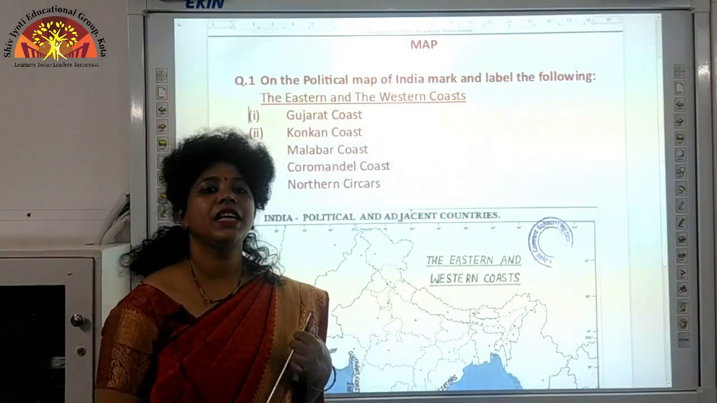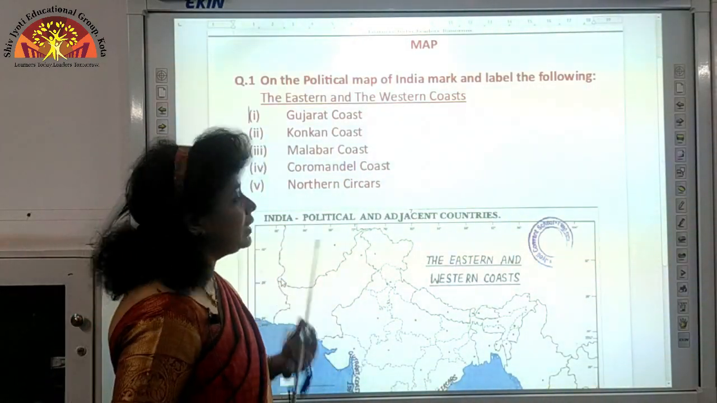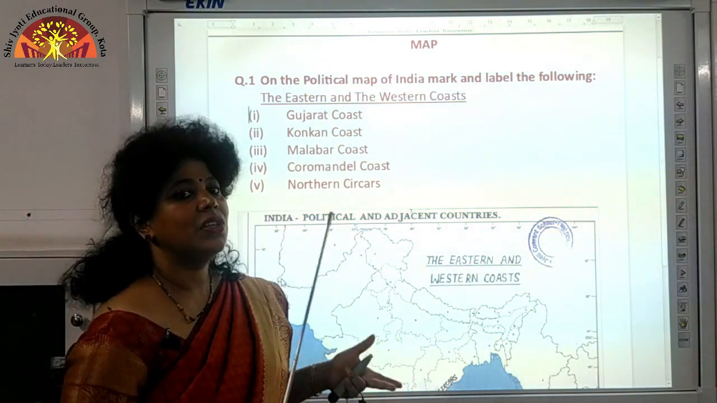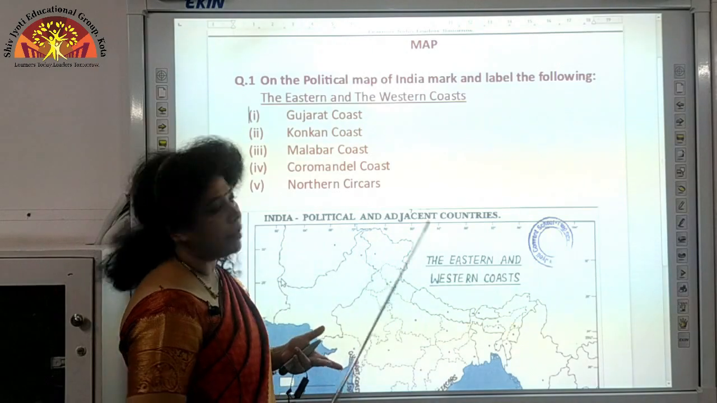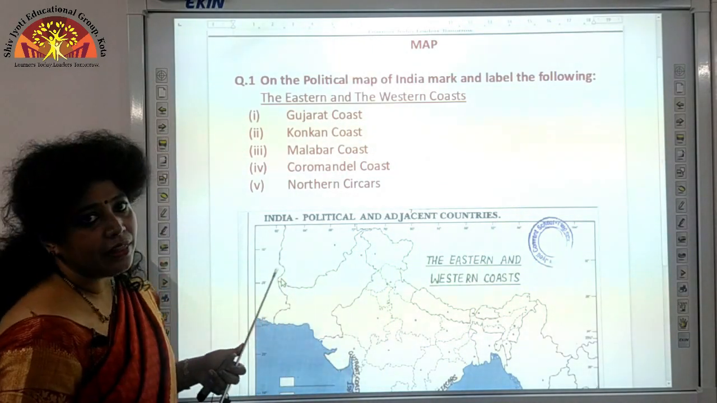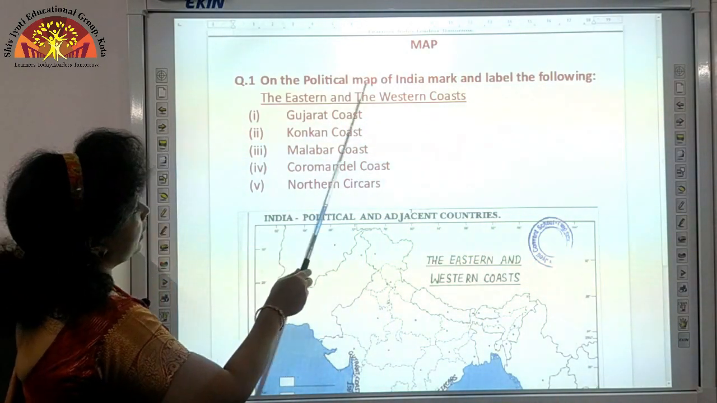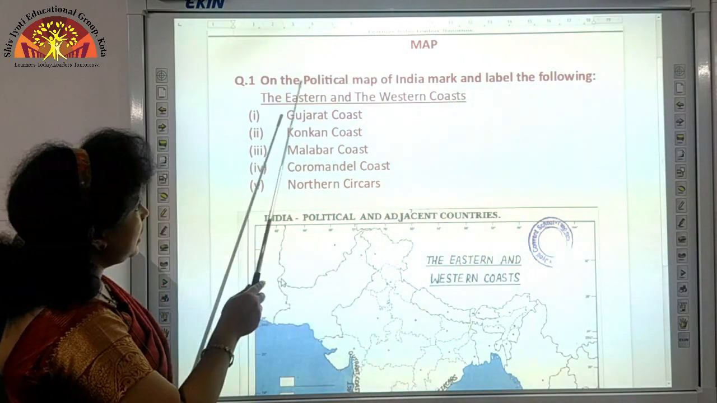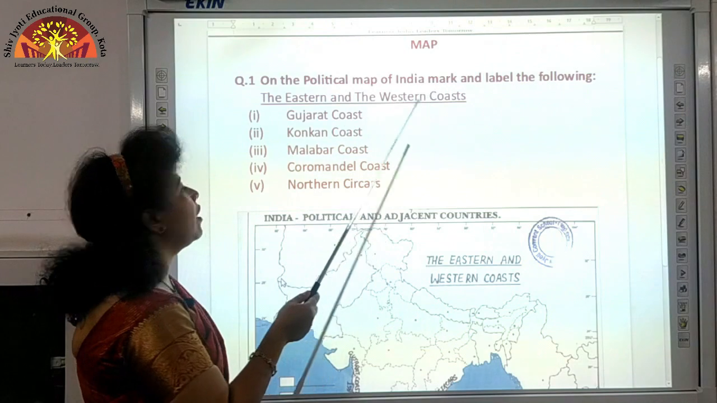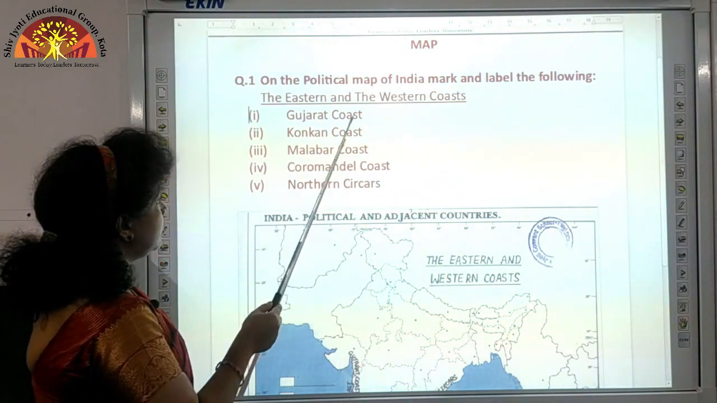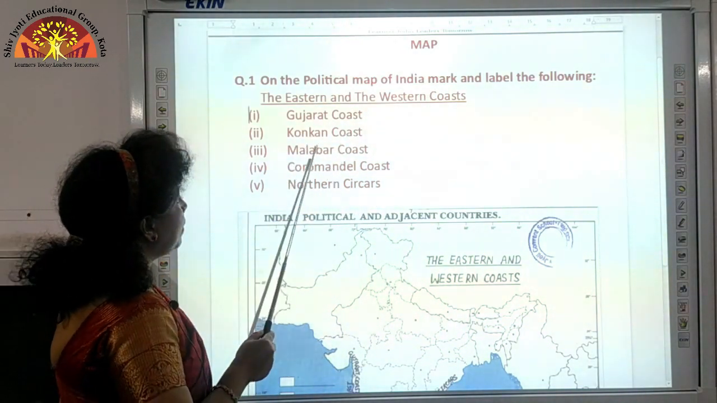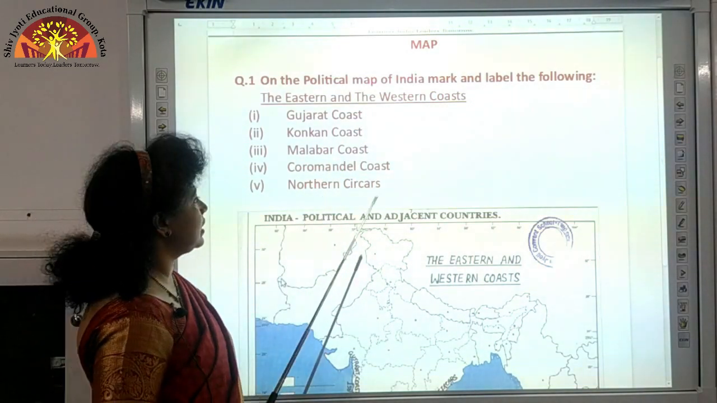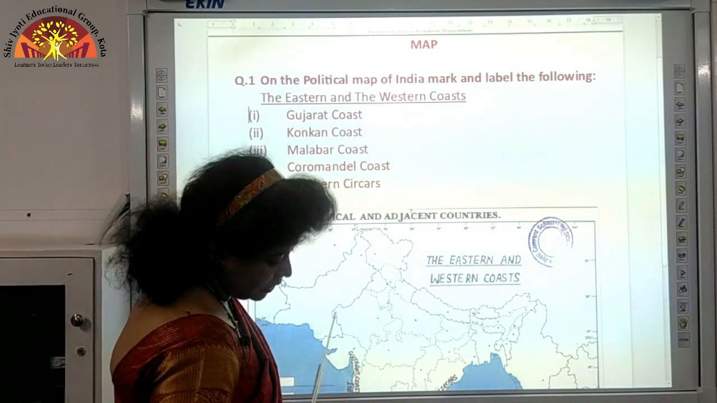Children, we shall now do the map work of this chapter. I want all of you to do this map work in your copy work. So, what do we have in the map work? On the political map of India, mark and label the following: the eastern and western coast, you have to mark Gujarat coast, Konkan coast, Malabar coast, Coromandel coast, and the northern circars. Let us have a look at the map.